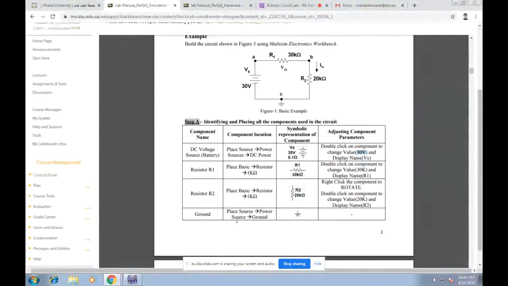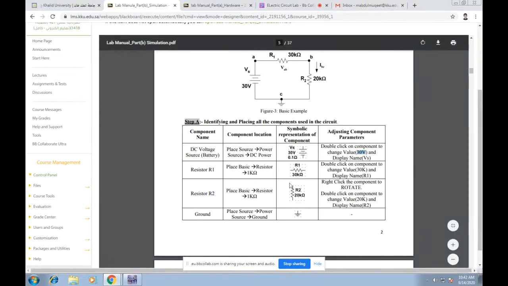An example is already available in the lab manual, and it is only the steps: what is the name of the component, where it is present in Multisim, what is the symbol for the component, and how to change it. You can see the last one is the ground. Ground is in place source, power source, and ground. The symbol is like this. You don't need to change the ground. There is no value or name for the ground, so it is a dash. Understand, Muaz?